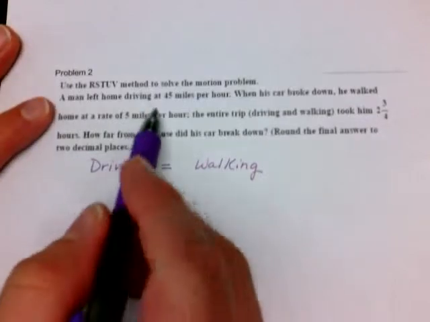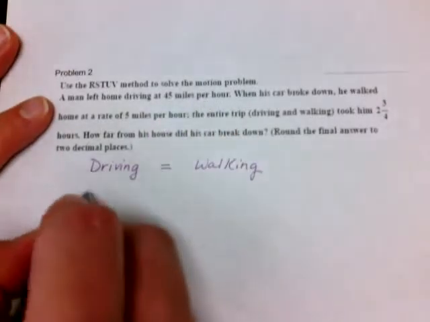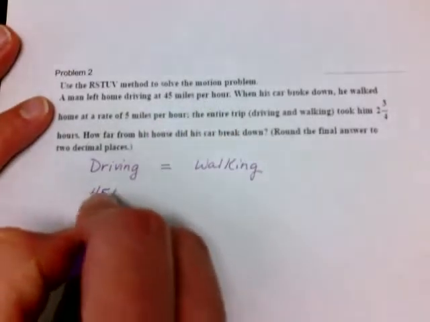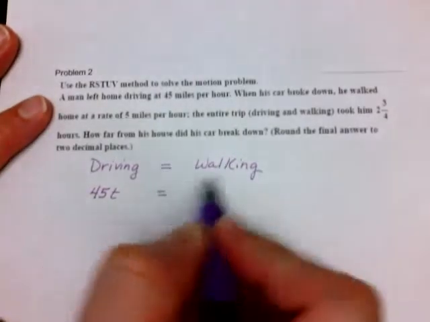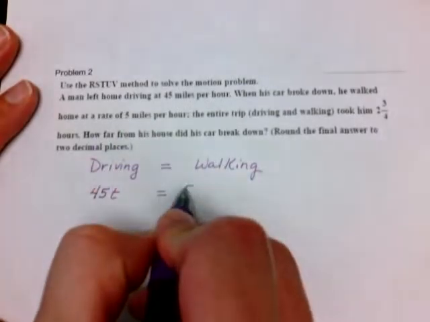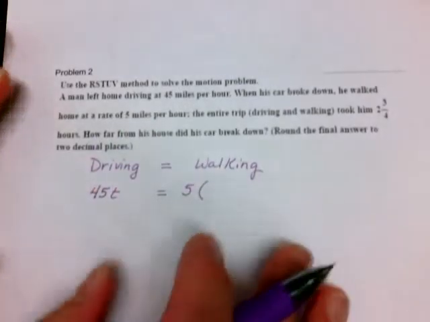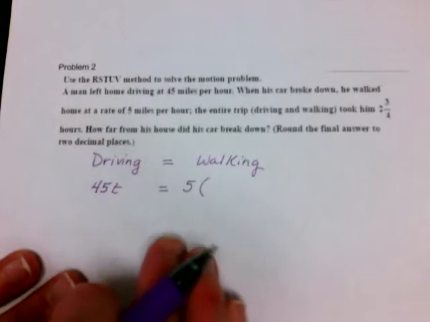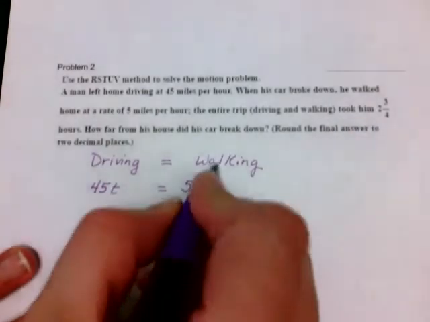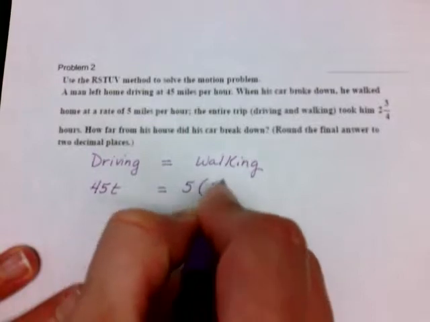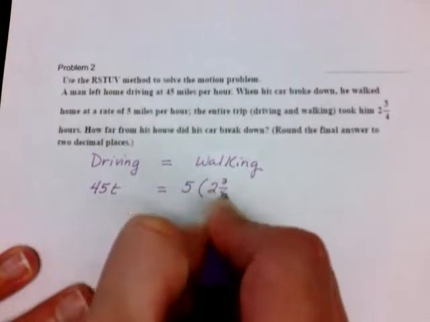For the driving, we know that he drove 45 miles per hour. So let's do this as 45 times t. That's 45 miles per hour times the time, however long that took. And the walking was 5 miles per hour. And we're going to get a little tricky with what we put for its time. Because the driving took t and the total was 2 3/4, then I know I'm going to have my walking time as 2 3/4 minus t.